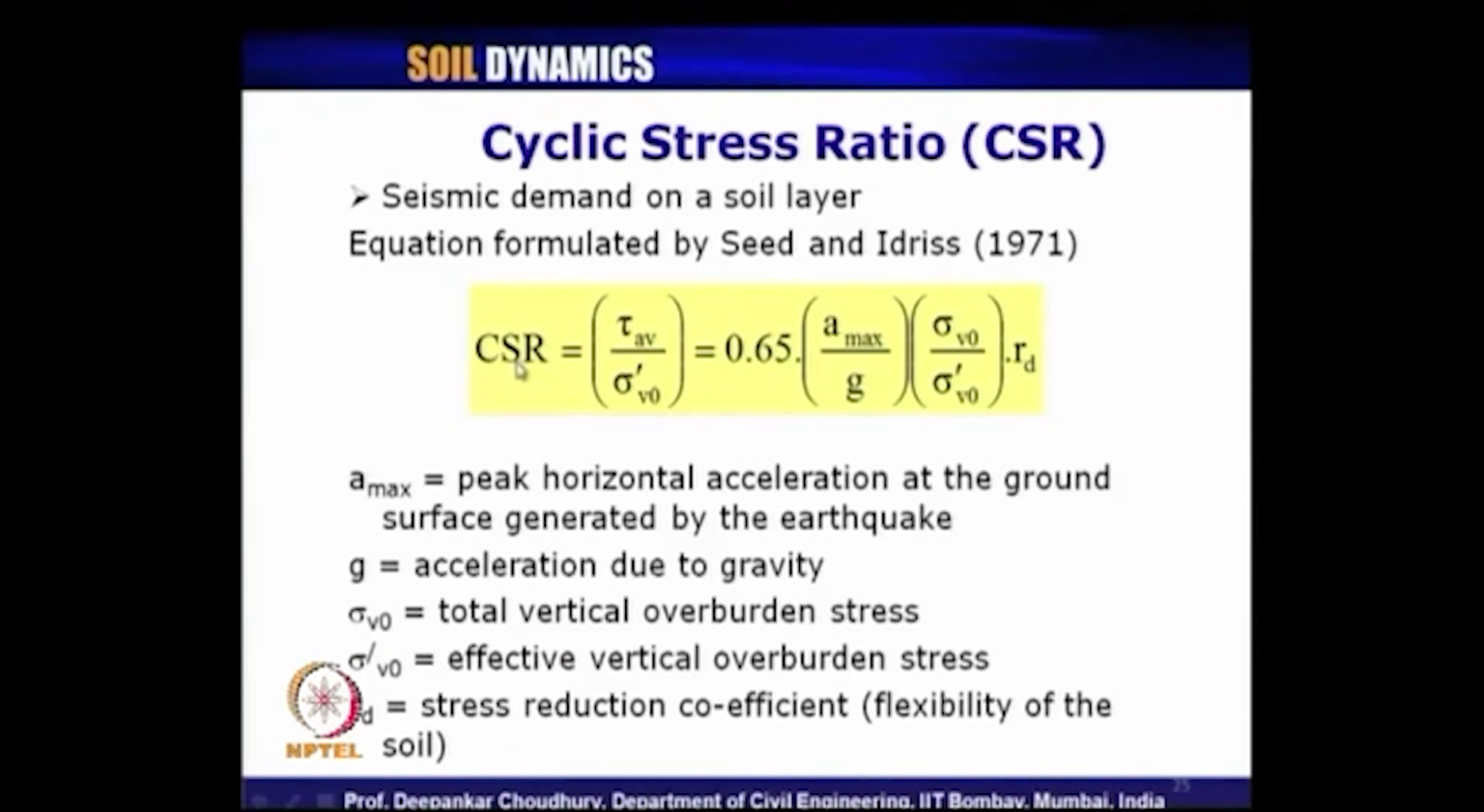Finally, CSR should not have any unit, because this is the ratio of stresses, shear stress versus effective vertical stress. And why does this number 0.65 come into the picture?